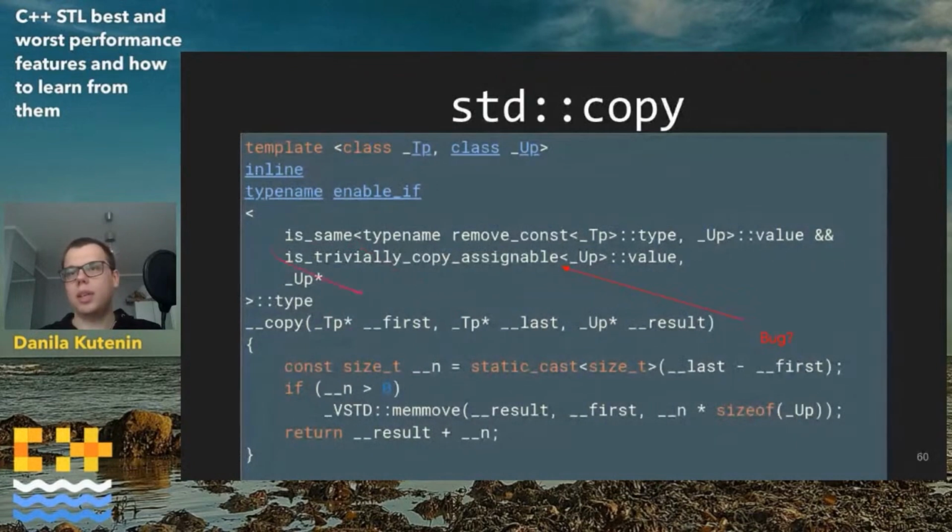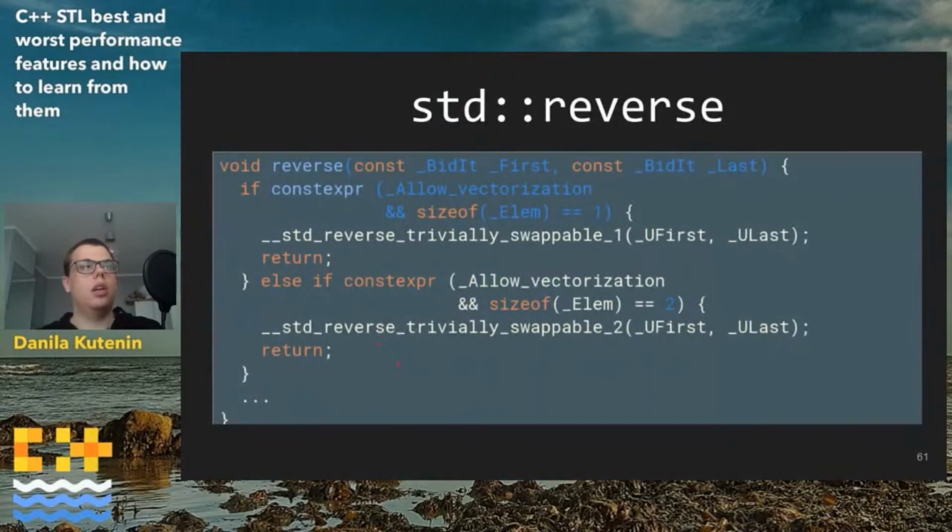I'm not sure, but I believe this is actually a bug, because you can use memmove and the mem functions only on trivially copyable types. Trivially copy assignable types might not be enough by the standard, but I'm not sure at this point. This is just a fun fact.